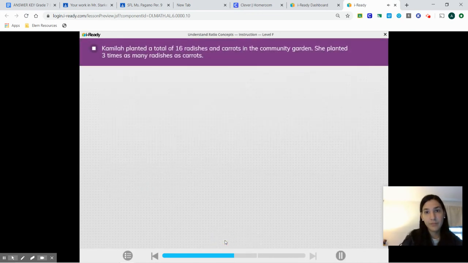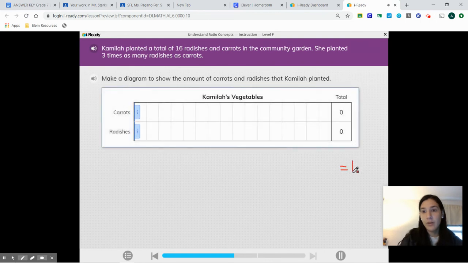Camila planted a total of 16 radishes and carrots in the community garden. She planted 3 times as many radishes as carrots. Okay. Make a diagram to show the amount of carrots and radishes that Camila planted. So we have a total of 16 radishes and carrots we see. So there's our total, equals 16. She planted 3 times as many radishes as carrots.